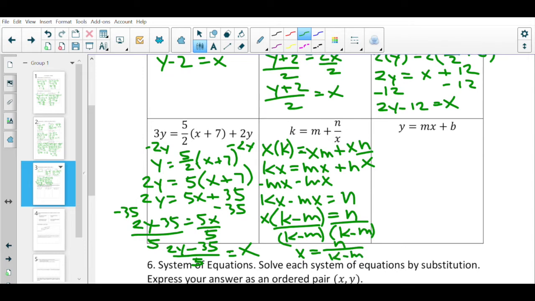Oh, y equals mx plus b. So minus b, y minus b equals mx. Divide both sides by m. Y minus b over m equals x.